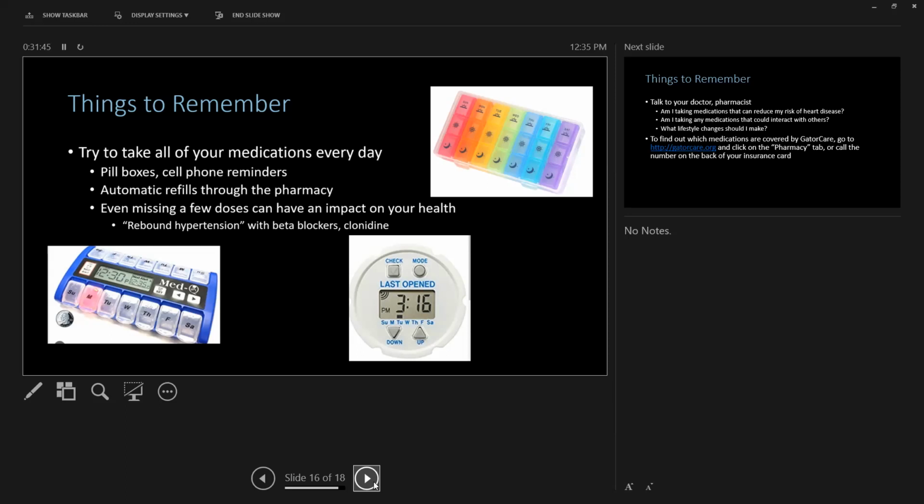When we're talking specifically about blood pressure, there are a few drug classes that, when you miss a dose, can cause what's called rebound hypertension, which is essentially really uncontrolled hypertension. This happens often with drugs like beta blockers or clonidine. So watch out if you feel like your blood pressure is suddenly out of control, and then maybe you realize, oh, I haven't taken my beta blocker for a few days. So there is a reason that we really stress this.